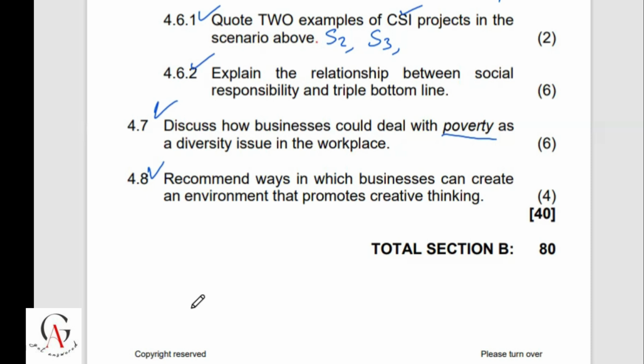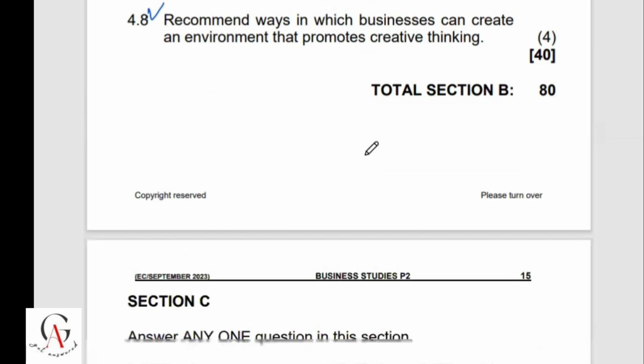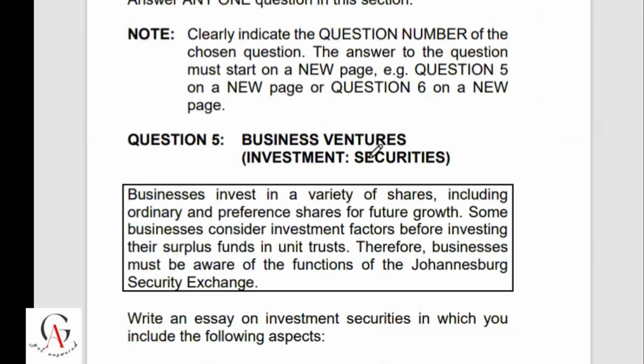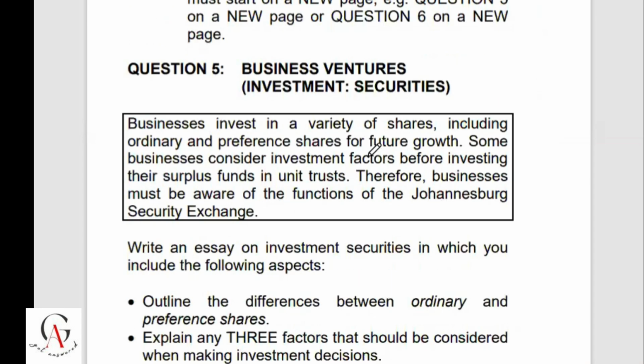Place suggestion boxes around the workplace and keep communication channels open for new ideas. Train staff in innovative techniques, creative problem solving skills, mind mapping, or lateral thinking. Okay, right, Grade 12. So now let's move on to section C. In section C, we are going to discuss an essay under investment. In this investment, we are going to check securities or shareholding.